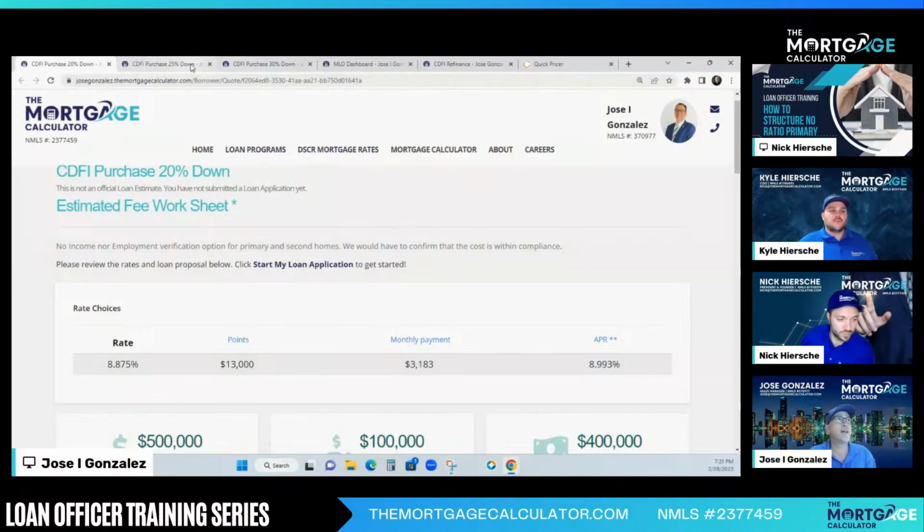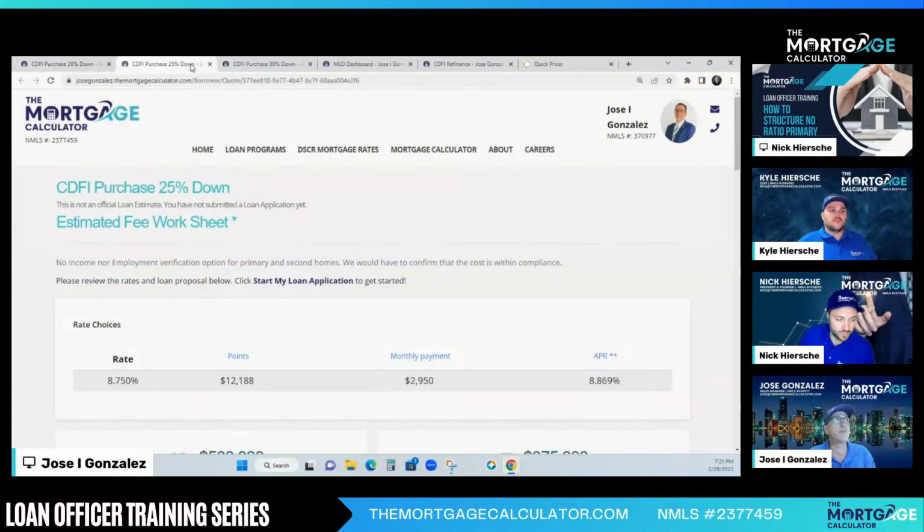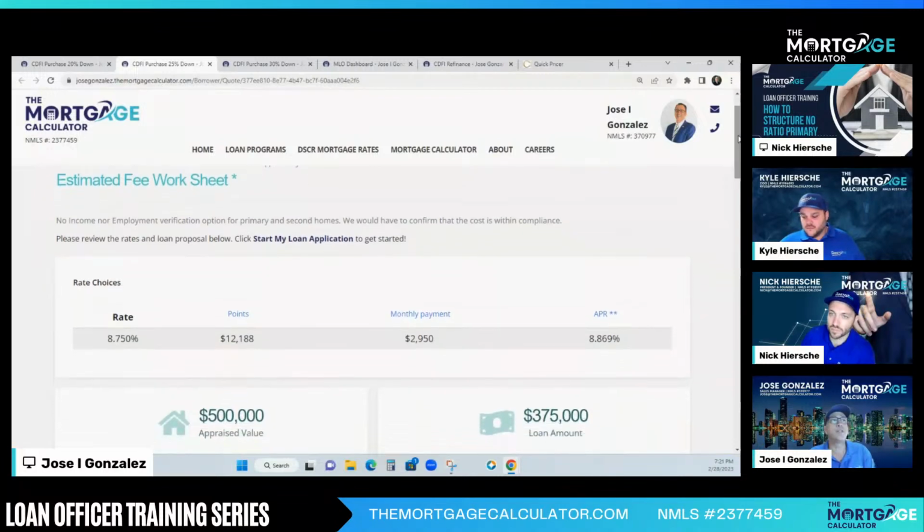And then I have a 25% down purchase option. The rate goes down a little bit by an eighth. Cost goes down a little bit as well. Loan amount here we're talking about is $375,000. So not much of a difference from one to the other. Basically it's 8.75% and 3.25 points of a lower dollar amount.